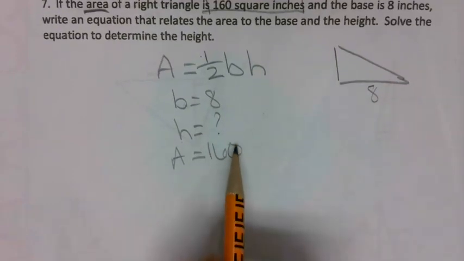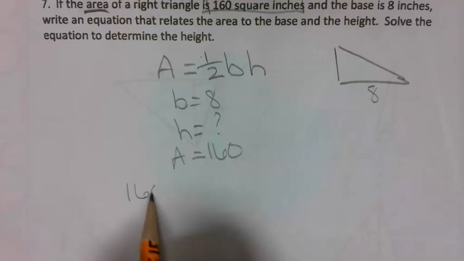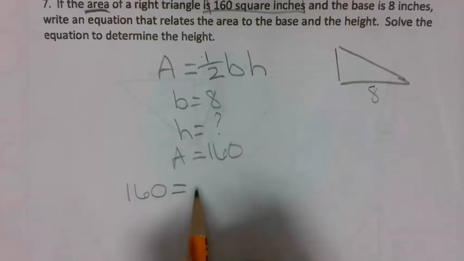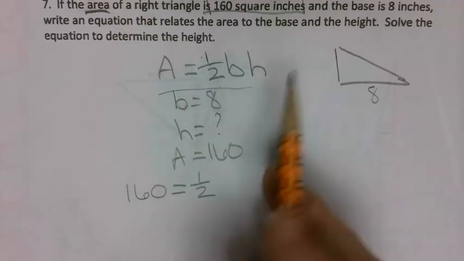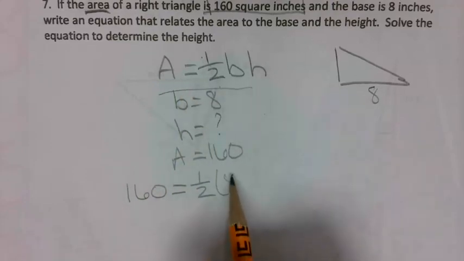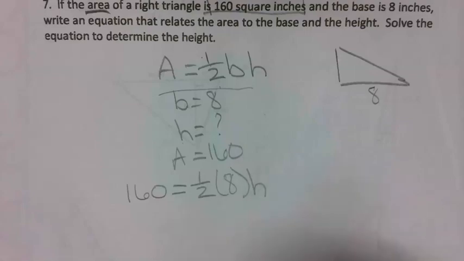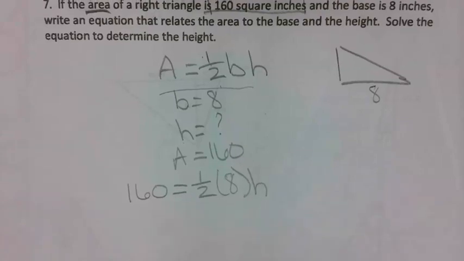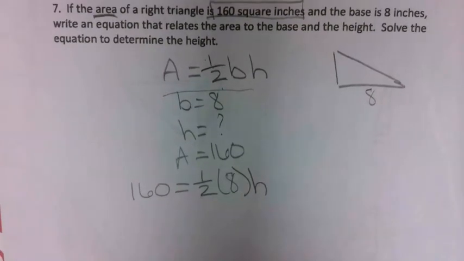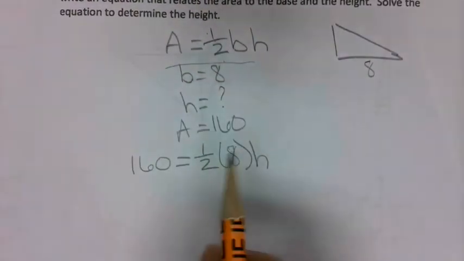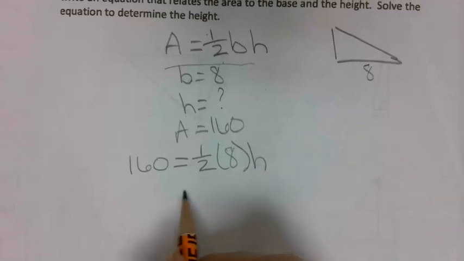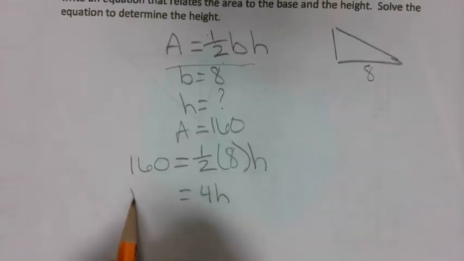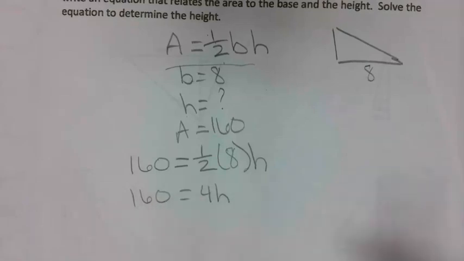Well, if I substitute my numbers in, area is 160. Then I bring down my 1/2, right? My 1/2, my base is 8. And my height, I'm just going to keep the variable h for height. And then I just multiply. 1/2 times 8. Well, what's half of 8? Excuse me, it's 4. It leaves me a 4h and then 160.